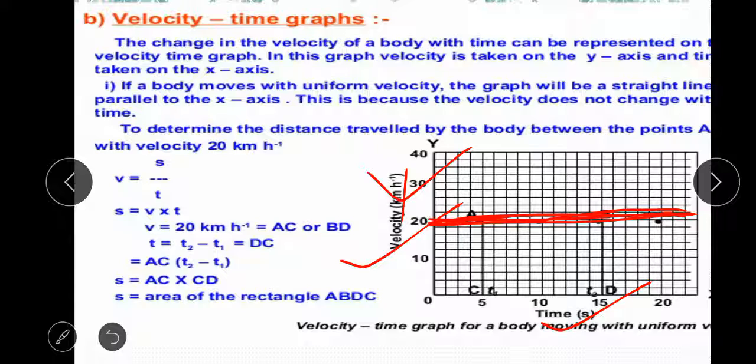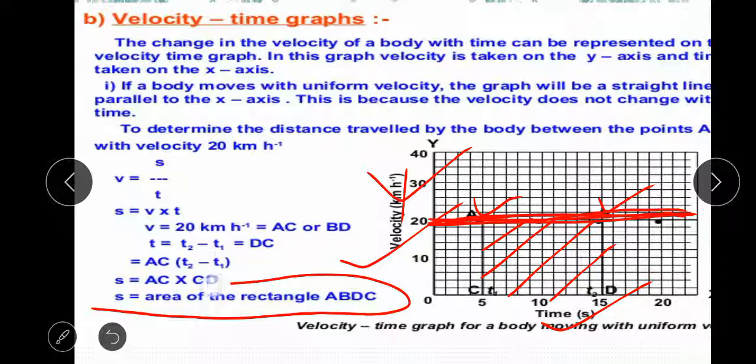To determine the distance traveled by the body between two points A and B, you have to determine the area under the graph. This is a rectangle. Therefore, to find the distance, you have to calculate the area of the rectangle ABCD. Hence, keep it in mind, to find distance in a velocity time graph, you have to calculate the area.